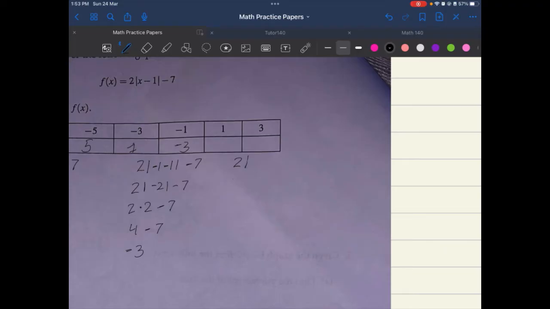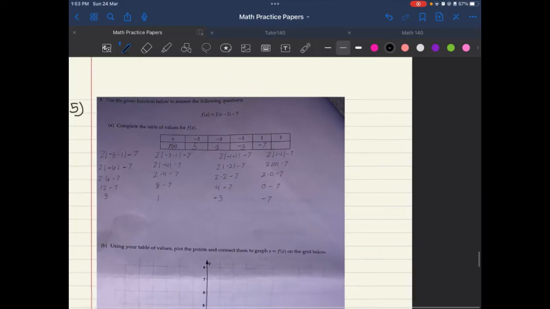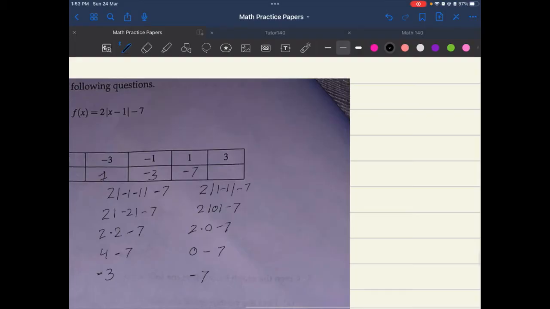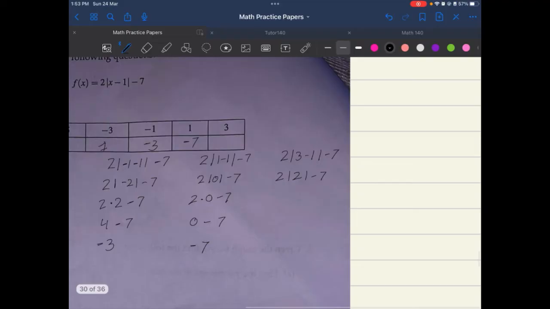Next, 2 times the absolute value of 1 minus 1, minus 7. That's 2 times the absolute value of 0, minus 7. The absolute value of 0 is just 0, so it's 2 times 0 minus 7. 2 times 0 is just 0, so 0 minus 7 is just -7. Now we have 2 times the absolute value of 3 minus 1, minus 7. So 3 minus 1 is 2, the absolute value of 2 is just 2. So that's 2 times 2 minus 7, 4 minus 7, which is -3.